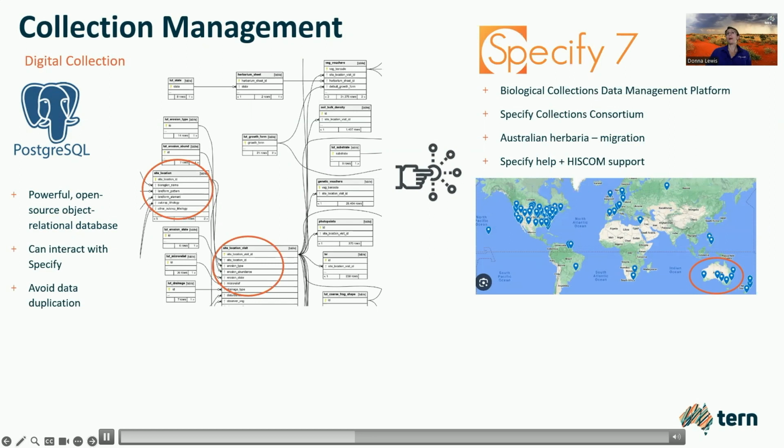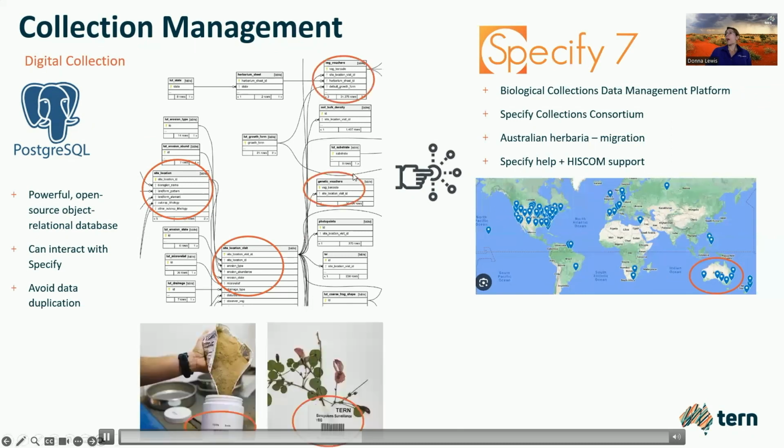We can pull information from Postgres, including site information, site location details, and then of course we can pull across our unique identifiers, which are our barcodes that we have on all of our samples. So we have 4 collections set up in Specify, ready to operate.